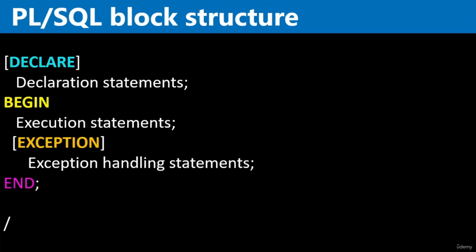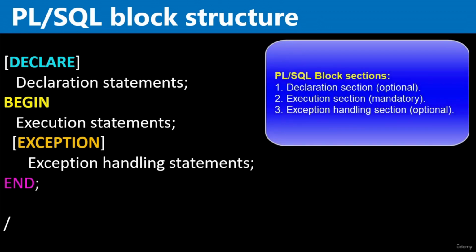This is an example of a PL/SQL block structure. A typical anonymous block structure has three basic sections. We have the declaration, which is an optional section. We have the execution section. This section is mandatory. And then we have the exception handling section, which is also an optional section.